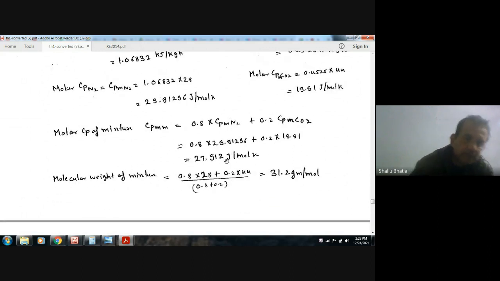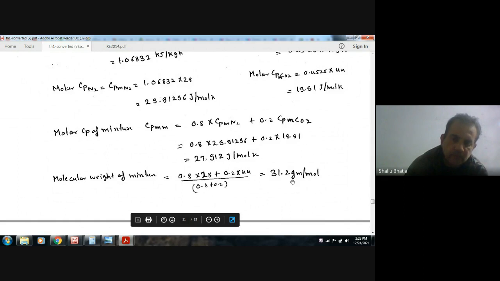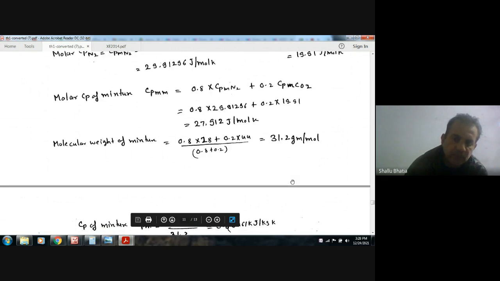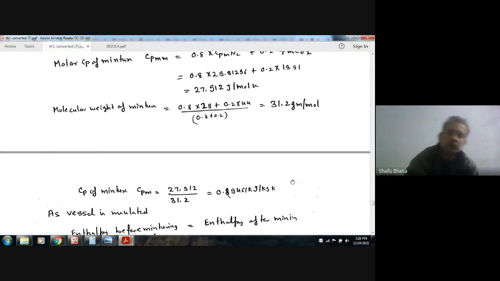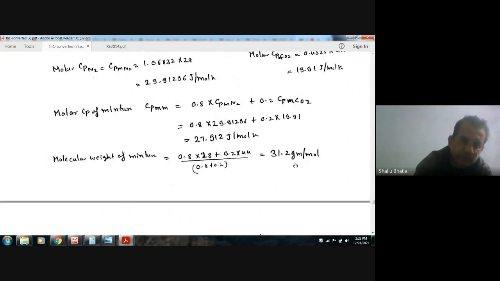Okay, now the molecular weight of the mixture is just, because we have 0.8 moles of nitrogen and 0.2 moles of CO2. So we can have this molecular weight as 0.8 into 28 plus 0.2 into 44 divided by number of moles. Okay, so that is 31.2 gram per mole. So the molecular weight of the mixture is 31.2 gram per mole.